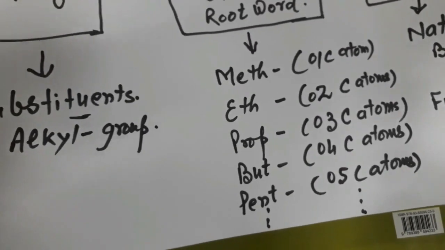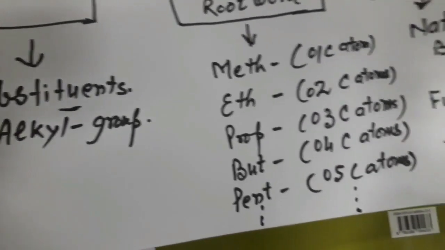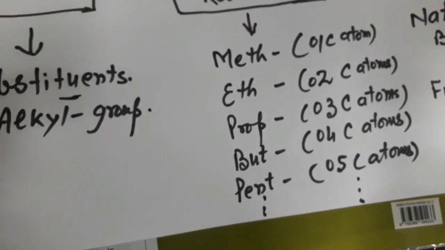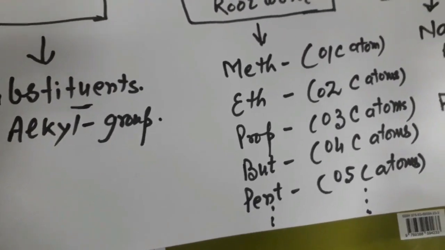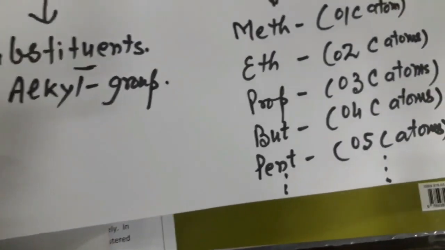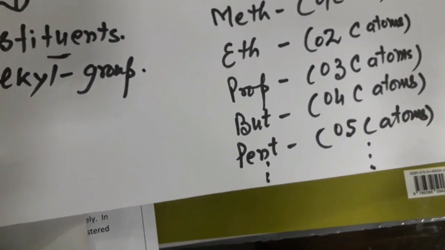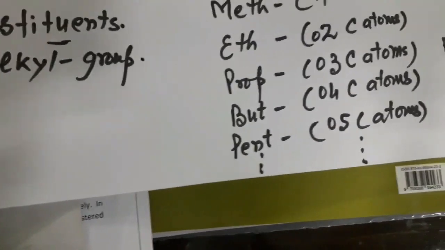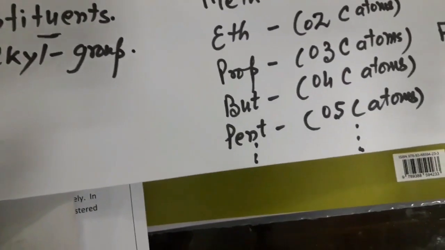2 carbon atoms, then the root word is eth. If 3 carbon atoms, then prop. If 4, but. If 5, pent. If 6, hex. If 7, hept. If 8, oct. If 9, non. If 10, dec. So these are the root words which will be written in the middle.